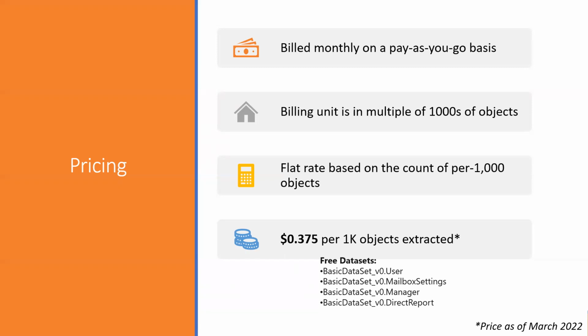If you are extracting 999 objects, you will be charged for only 1 unit. So it is a flat rate based on the count per 1,000 objects. And this is the current March 2022 rate. The current rate is 0.375 per 1,000 objects. However, there are some data sets which are freely available, like user, mailbox settings, manager, direct report. These are the data sets which are available for free.